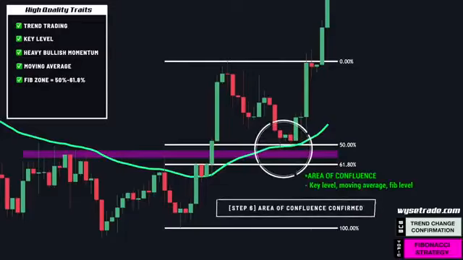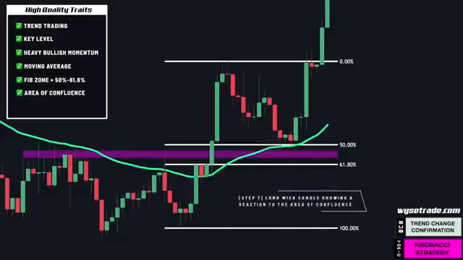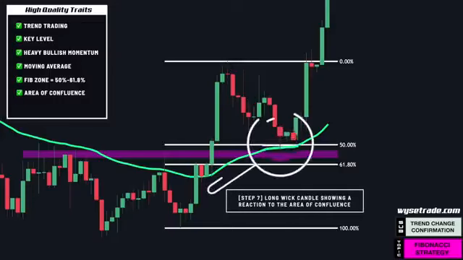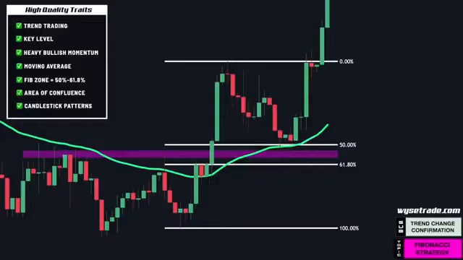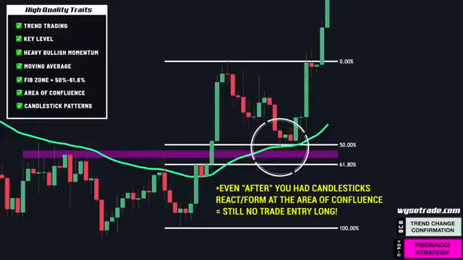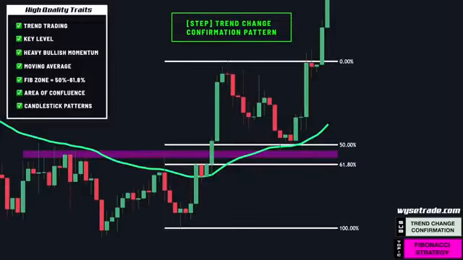This then gave you an area of confluence. When price pulled back to this area, you had a long wick candle right at the level, which shows a reaction to the area of confluence. At this point, you still don't jump into a long trade instantly. This then leads us to the next step required, which is the trend change confirmation pattern.